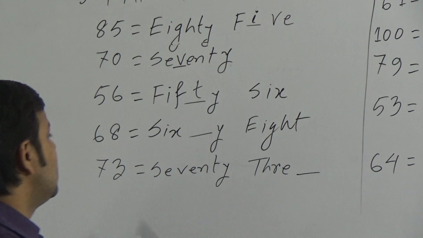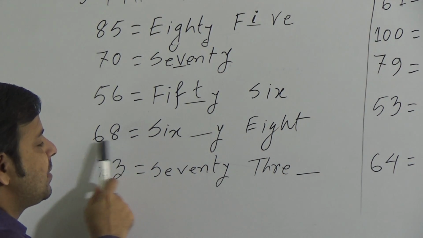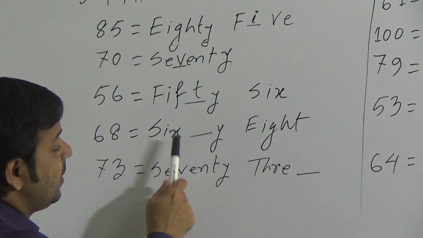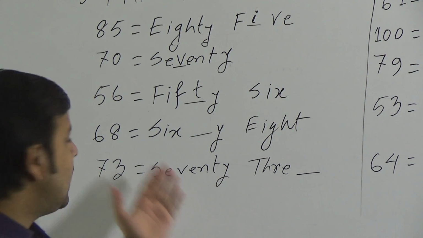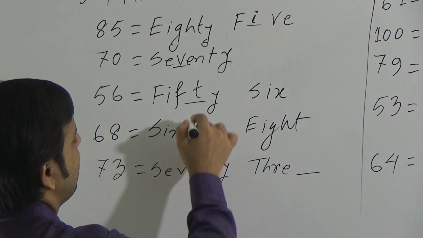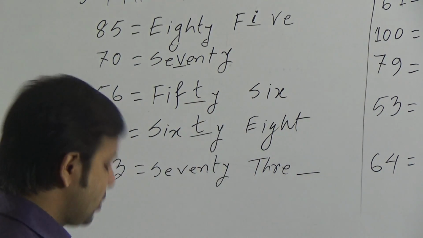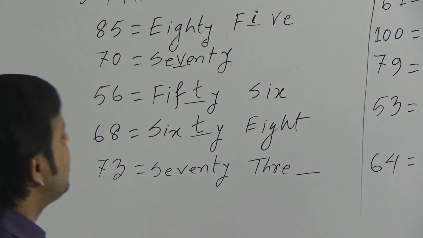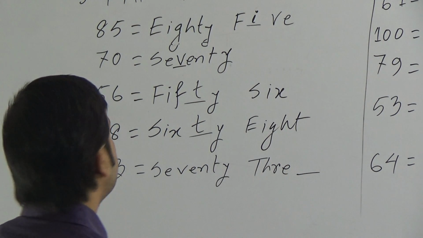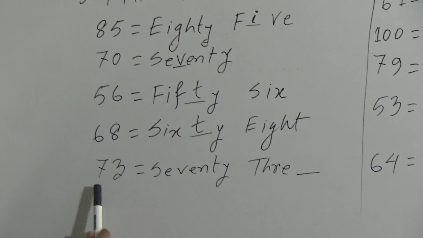Okay, now 68. 6 is S-I-X-T-Y. That is 60. So here is also T. 60, and 8: E-I-G-H-T. Now next one.